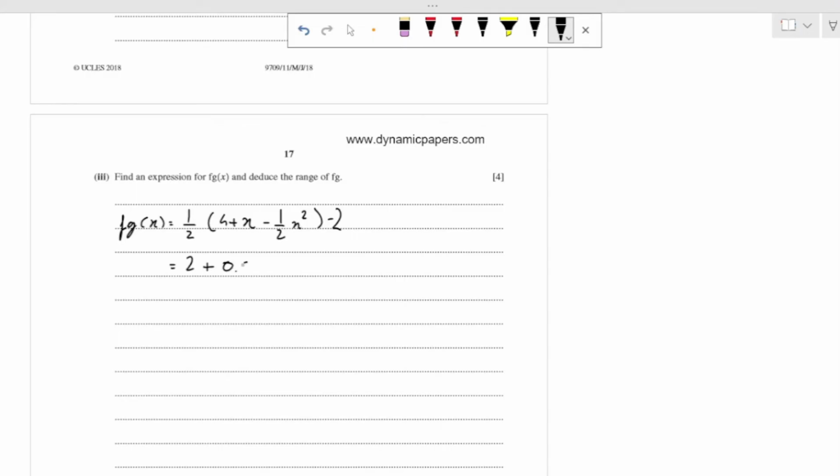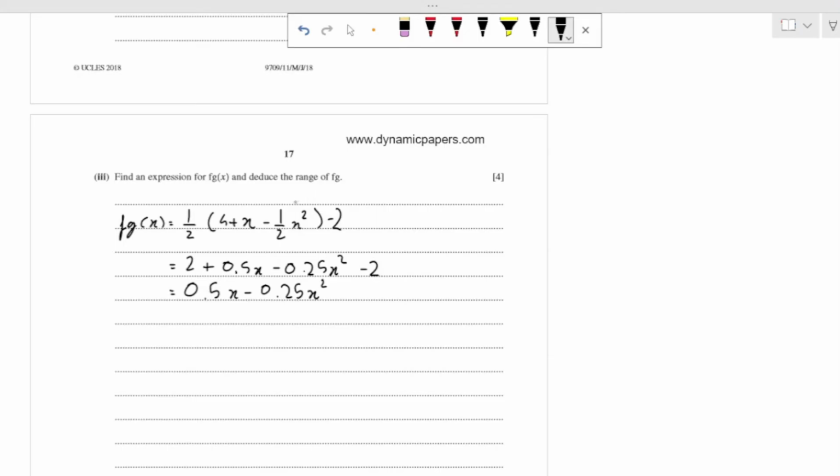plus 0.5x minus 0.25 x square minus 2. And after further simplifying, we get 0.5x minus 0.25 x square. Now they're asking to deduce the range of fg. fg over here is again a quadratic function.